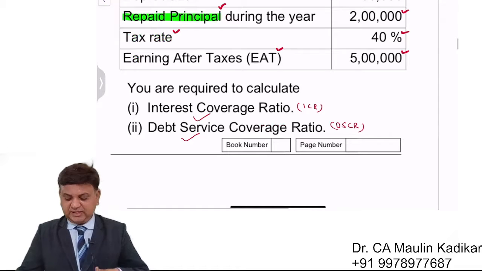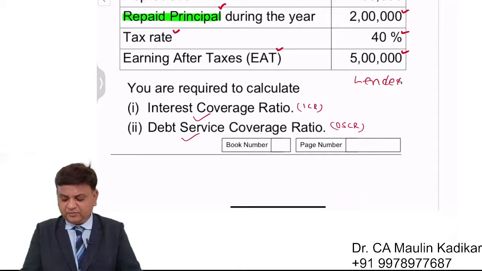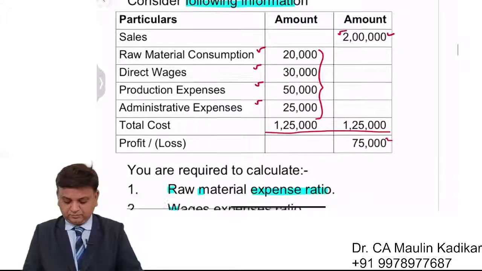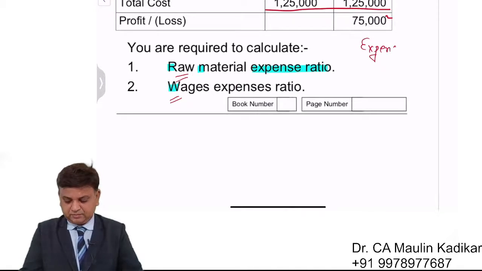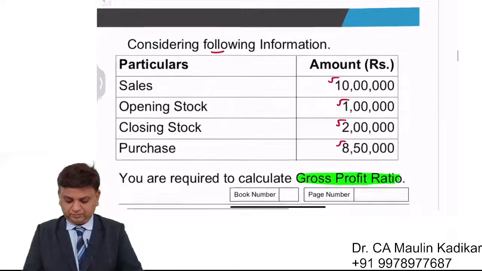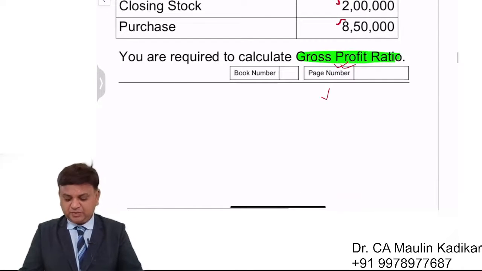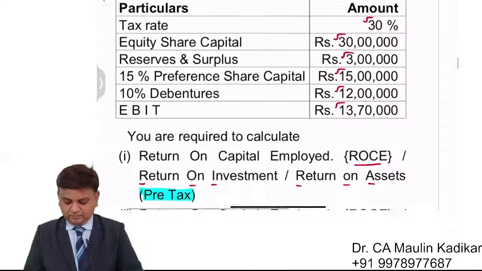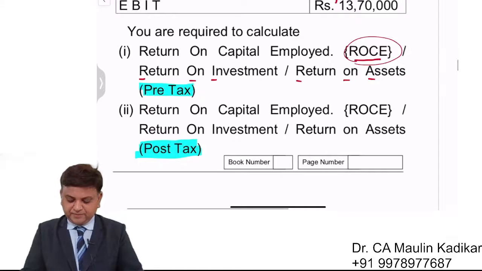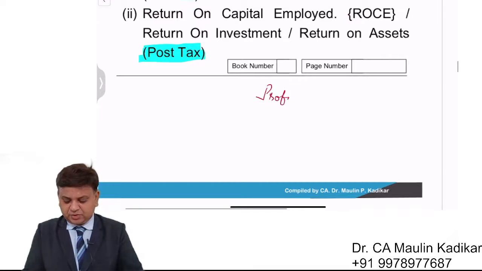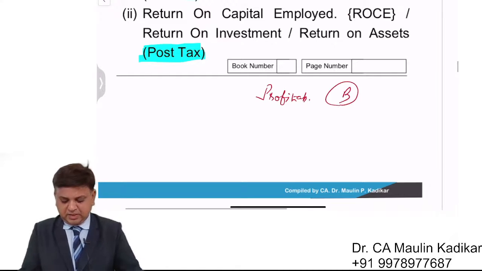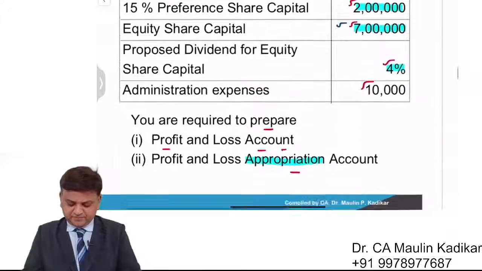Interest coverage ratio, DSCR, these ratios are from the lender's point of view, from the bank's point of view. These are expense ratios. GP ratio is a profitability ratio. Return on capital employed, return on investment, return on asset. These are again profitability ratios, and they have moderate importance.